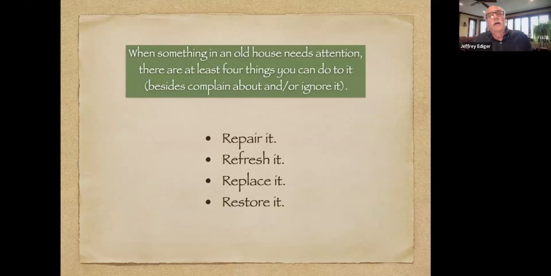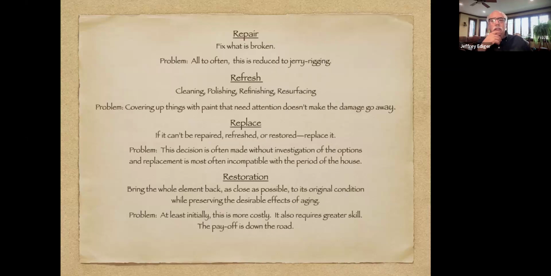So when something in an old house needs attention, there are at least four things you can do with it besides complain about it and or ignore it. So you can repair it, refresh it, replace it, or restore it. So we'll break that down and that'll give us a context for understanding restoration. Basically, restoration includes all the three above, but isn't limited to any of them.